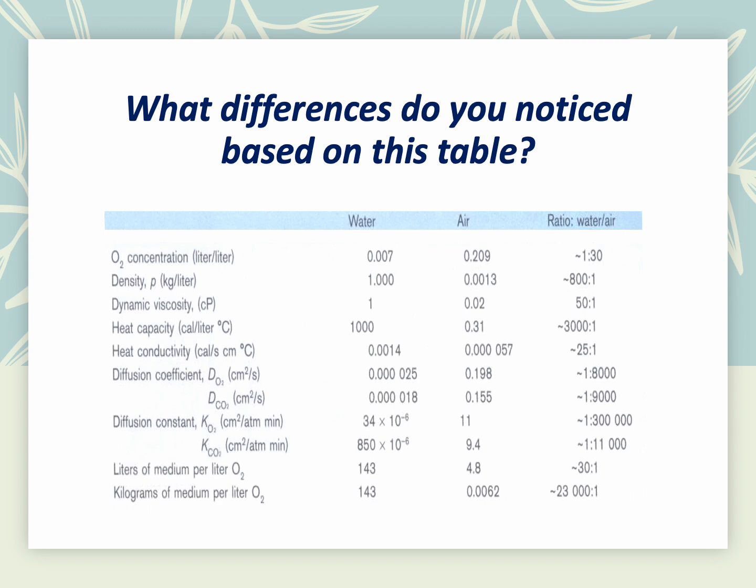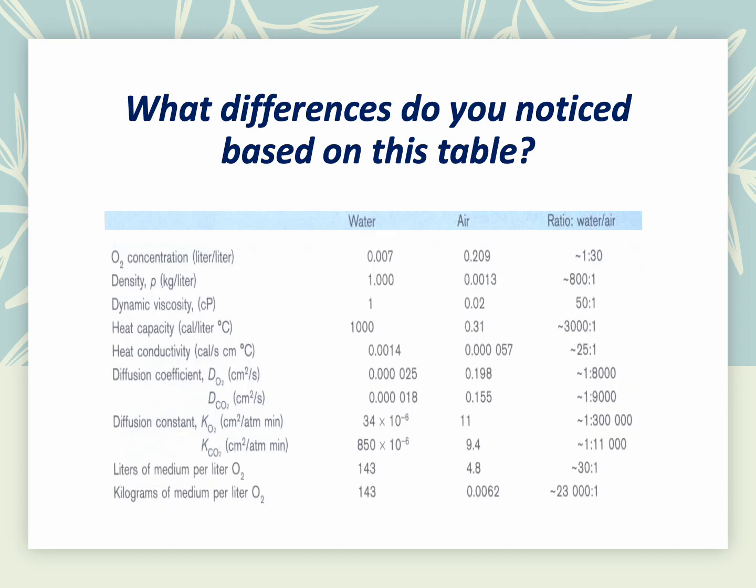Some other things you might notice when you look at the diffusion coefficients, you might notice there's a big difference between oxygen in air and oxygen in the water, and vice versa for carbon dioxide. And we'll get to that a little bit later. Some other things you might notice is that there's a big difference in the weight that you need at the bottom there, kilograms of medium per liter of oxygen. In order to get 1 liter's worth of oxygen, you need 143 kilograms of water, whereas you don't even need 1 kilogram, not even 1% of a kilogram, to get that in air.